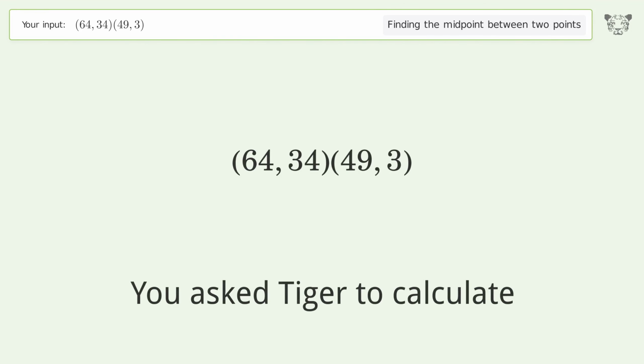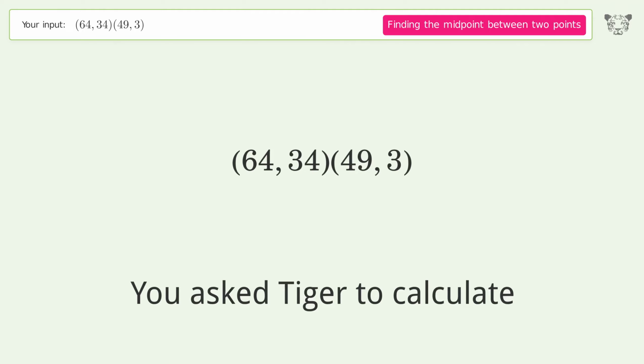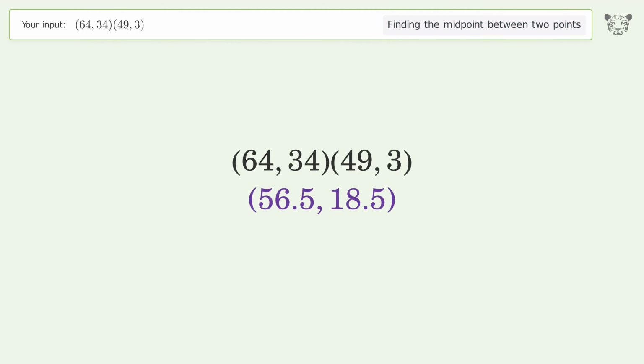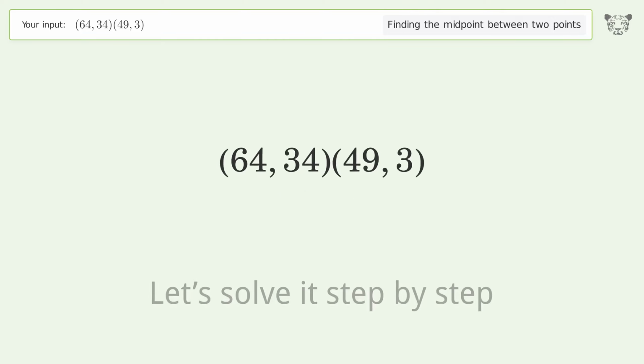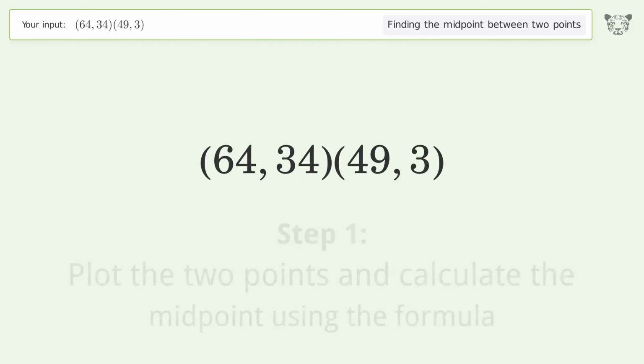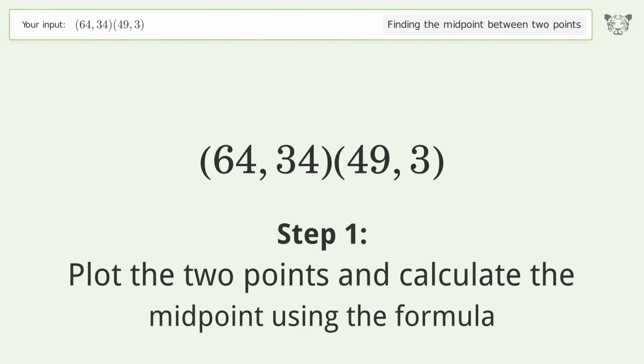You ask Tiger to calculate. This deals with finding the midpoint between 2 points. The midpoint between the 2 points is 56.5, 18.5. Let's solve it step by step. Plot the 2 points and calculate the midpoint using the formula.